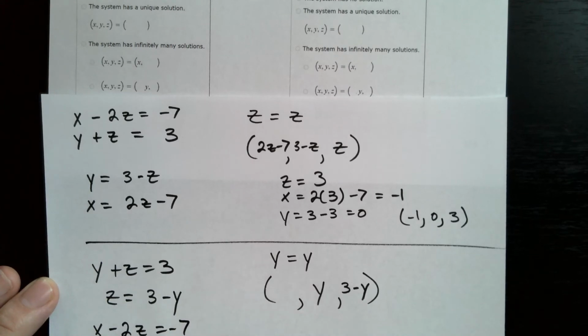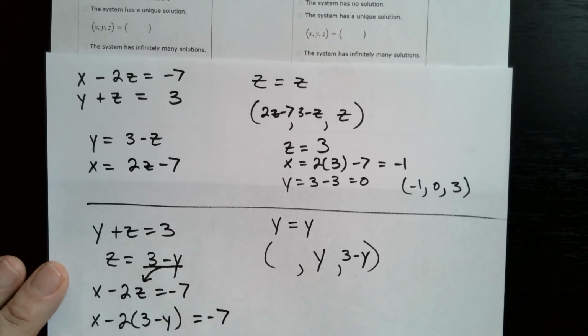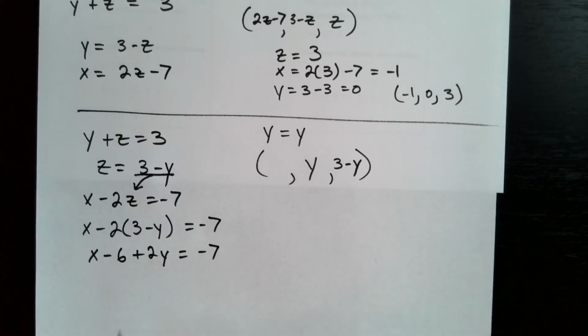But if we use this directly right here, we've got no y, and we want to put it in terms of y. All we have is a z. But that's fine, because we can use this and plug it in right there and make it in terms of y. So it would be x minus 2 times (3 minus y) equals negative 7, which is x minus 6 plus 2y equals negative 7. Now I can solve this thing for x to put it in terms of y.